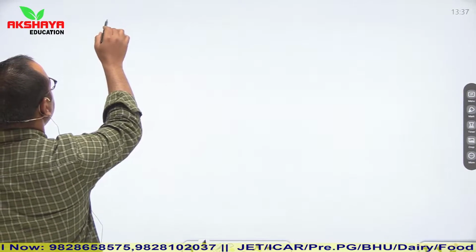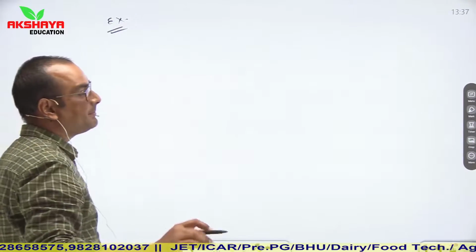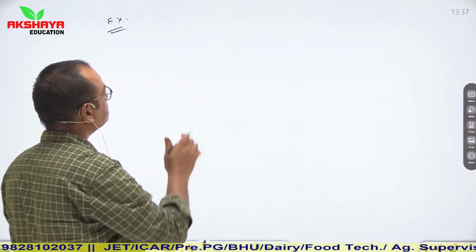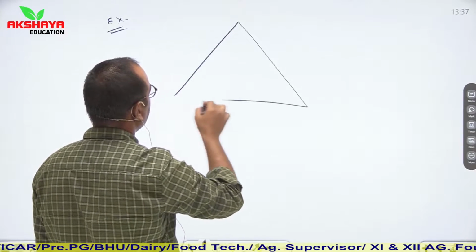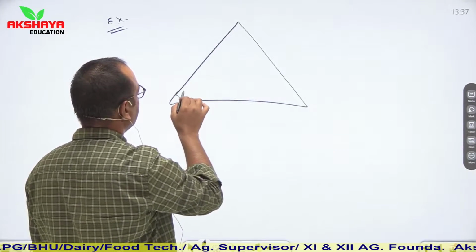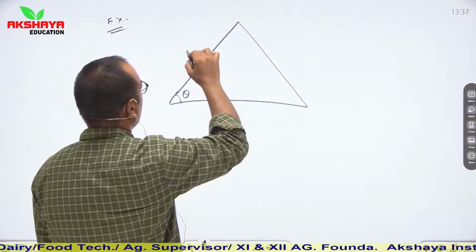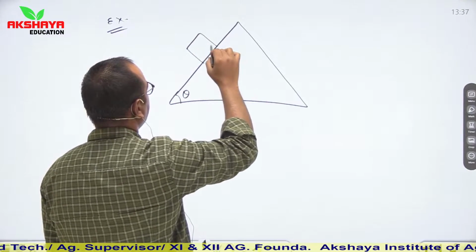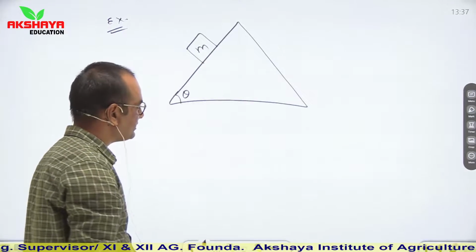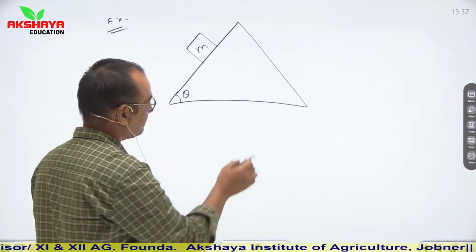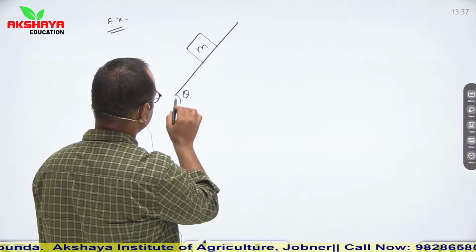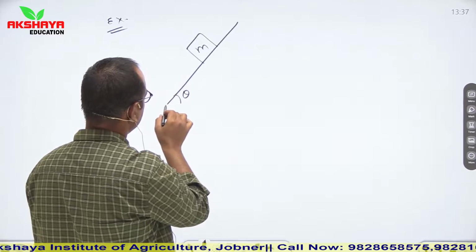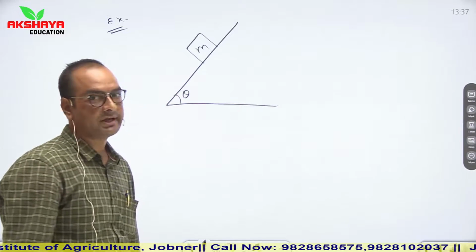Next, let us talk about some pattern of question based on your inclined plane. So let us say we are given this inclined plane. This is angle theta. An object of mass m is placed here. So let us say I am talking about single inclination. This way. It is single inclination.